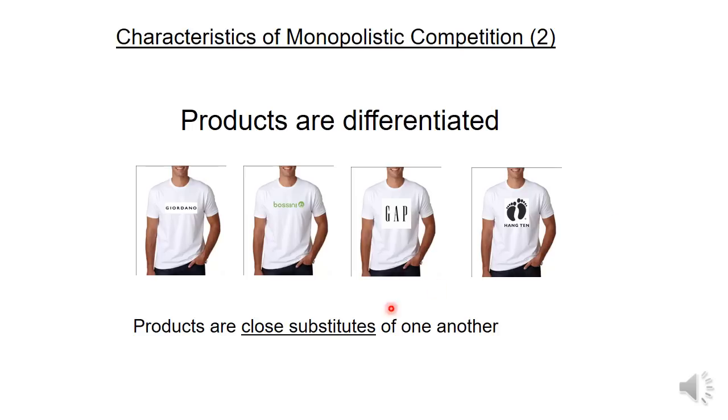They are close substitutes. Now some people like certain branding. You change a branding even though it's the same T-shirt, they don't like it. So they are not perfect substitutes. They are close substitutes. Functionally it's exactly the same, but now it's different in some ways, which allows firms to have a small market share on its own.